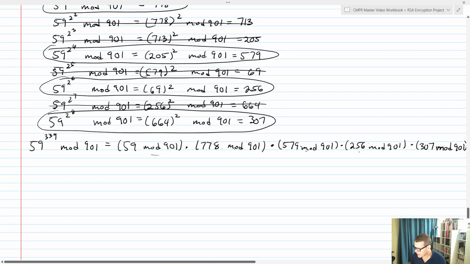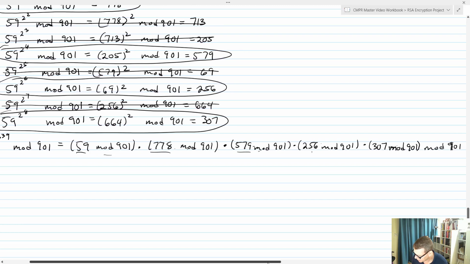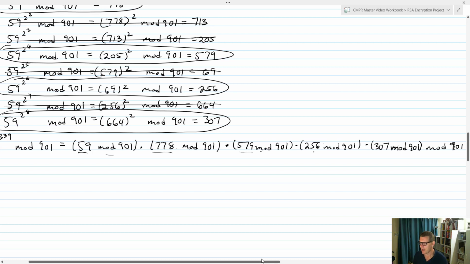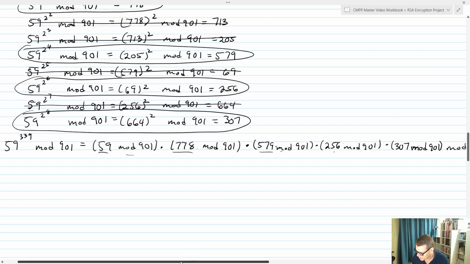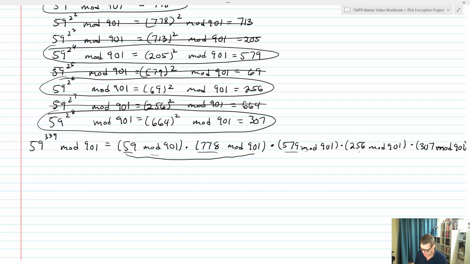Now, if you go in and you put in 59 times 778 times 579, oh, by the way, this is all mod 901, and you plug all of those in, you're going to get a very large number into your calculator, okay? And you may not be able to find what its modulus is. But what we can do is we can kind of do this step by step. We can start out, say, for example, by multiplying 59 times 778, okay? And then taking its modulus, 901. So we take 778 times 59. This ends up giving me 852 mod 901, okay?